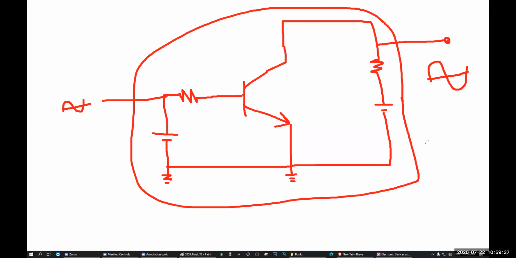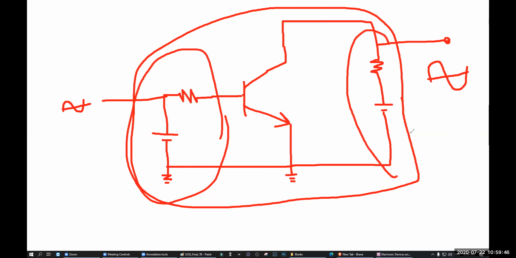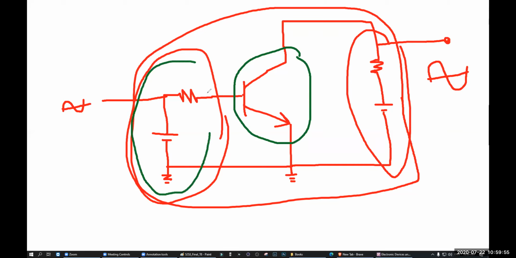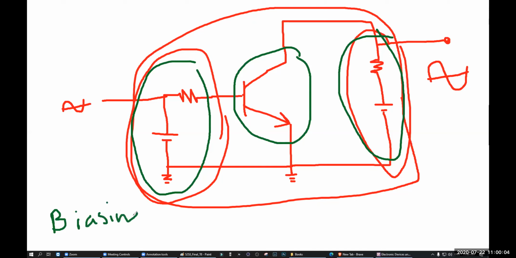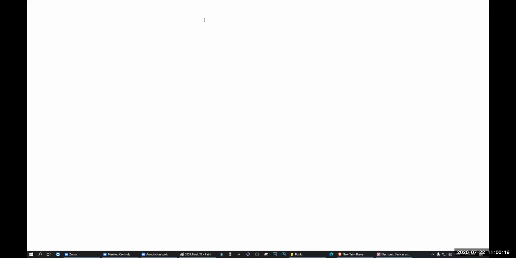But what is this circuit? This circuit is the amplifier based on NPN transistor or PNP transistor. But what is this circuit? The additional circuit. That is the transistor that we know already. But what is this additional circuit? This circuit is the biasing circuit. What is a biasing circuit? Biasing circuits are the circuits that provide the power.